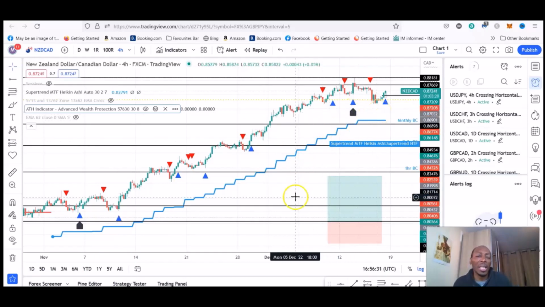It's the 15th of December. The 10th. So that's even less than a month. 12% increase on your account, just following these indicators, the ATH.